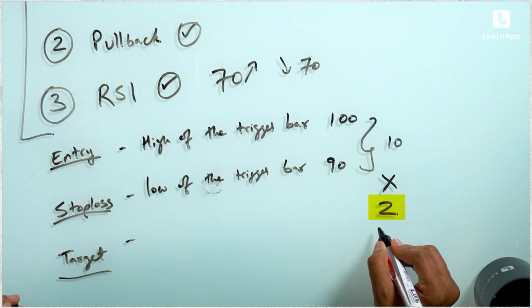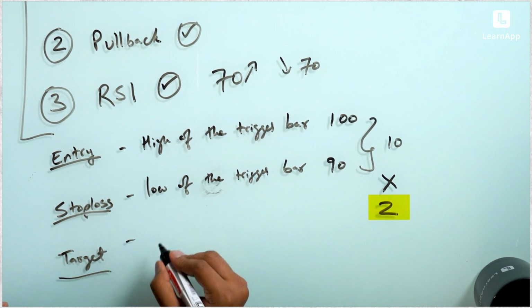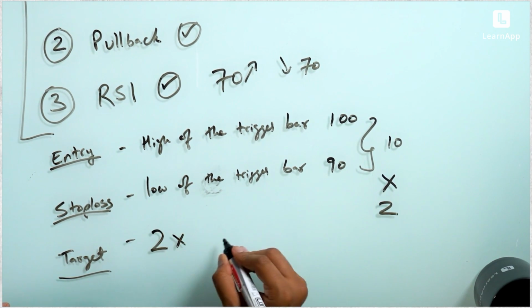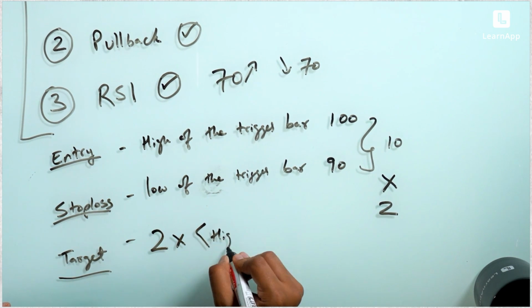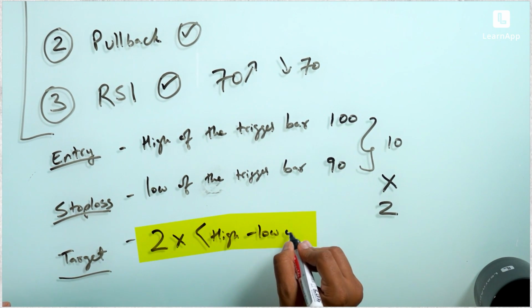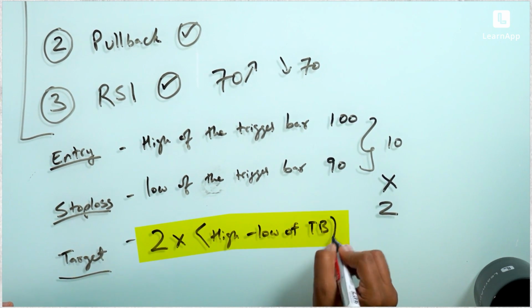What could the target be? Basically, once you found the risk, you just multiply that by 2 to give you your target. So I'll say 2 times high minus low of trigger bar. Now this means if you're trading a very volatile stock, your target will be very high. If you're trading a non-volatile stock, your target will be low. It's relative to the volatility of that stock.